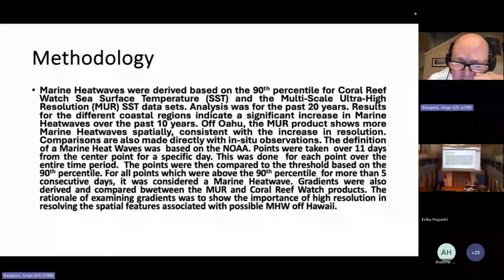We also made comparisons specifically off of four stations: one off of Oahu, also Lanai, Waimea, and Paia. And again, the results were in good comparison with the in situ data. One important point, as was mentioned in the previous talk, is that the CRW data includes OSTIA, and OSTIA includes geostationary data, which would give more cloud-free pixels. To calculate the marine heat waves, the points were compared directly with the thresholds based on the 90th percentile.